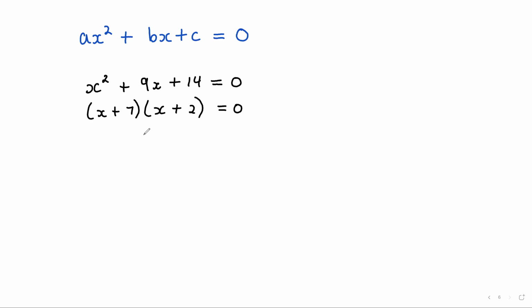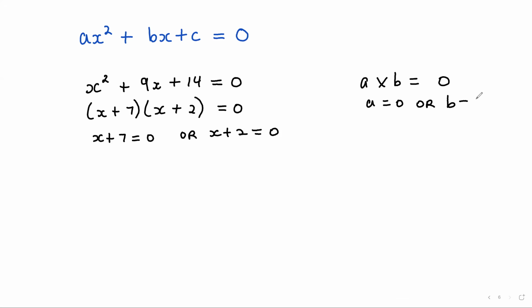And if all of that is equal to 0, it means that either x plus 7 is equal to 0 or x plus 2 is equal to 0. And why is that? In order to get 0 as a product of two numbers, one of the numbers has to be equal to 0. So if you had a times b is equal to 0, then a must be equal to 0 or b must be equal to 0, because that's the only way you could multiply two numbers and get 0.